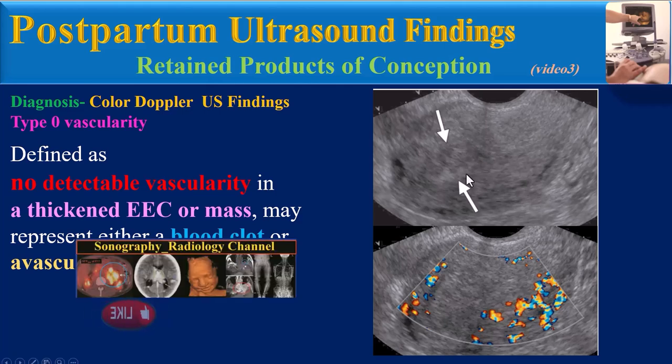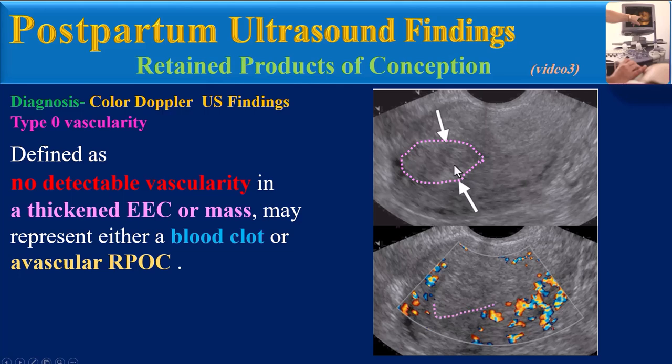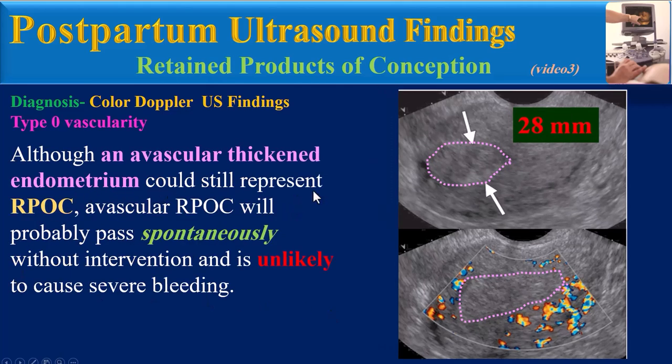This longitudinal endovaginal ultrasound image shows persistent thickening of the EEC, about 28 mm, and also distension of the endometrial canal by heterogeneous echogenic material. This longitudinal color Doppler ultrasound shows avascularity of the endometrium. Also, an avascular thickened endometrium could still represent RPOC. Avascular RPOC will probably pass spontaneously without intervention and is unlikely to cause severe bleeding.